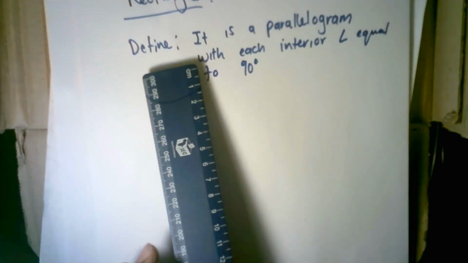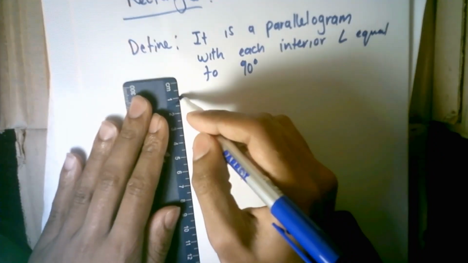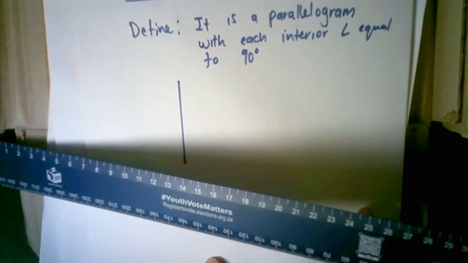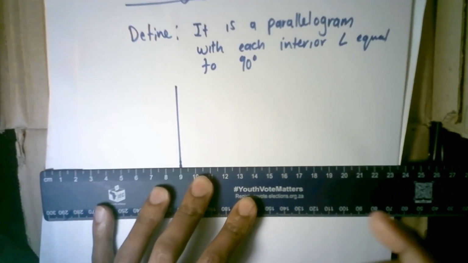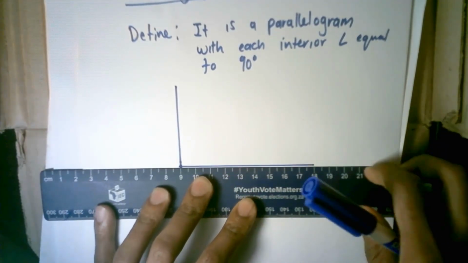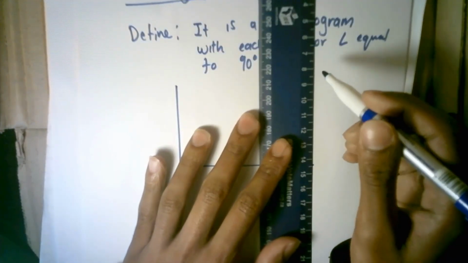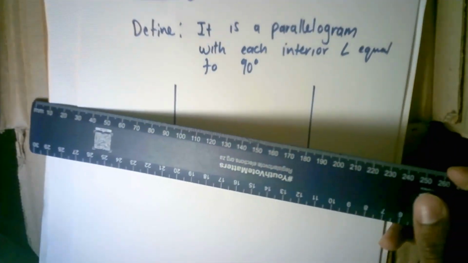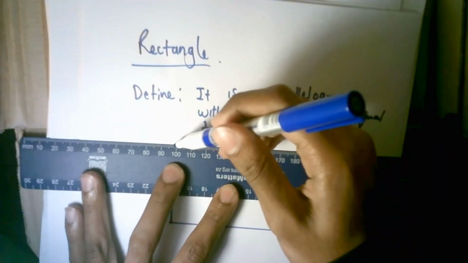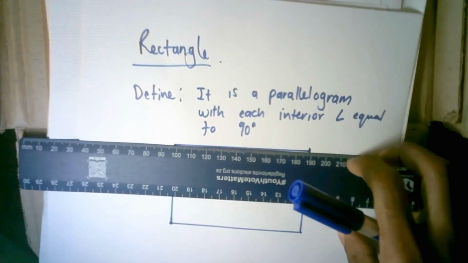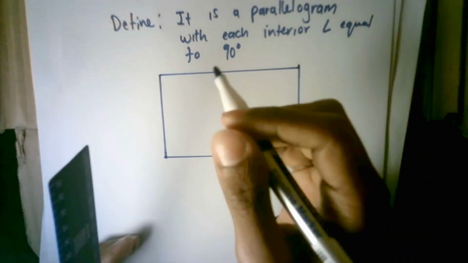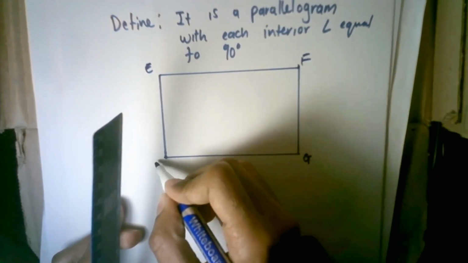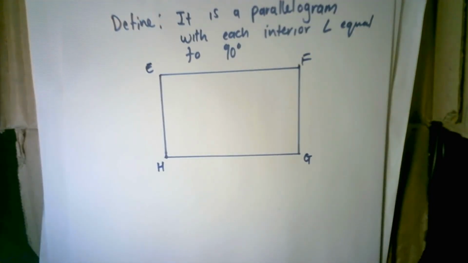And I'm sure that you have come across a rectangle in your life before, or the shape or the outline of a rectangle before. So let's quickly draw a quick sketch of a rectangle. Just a quick sketch. So a rectangle looks something like this. Let's call this rectangle E, F, G, H.